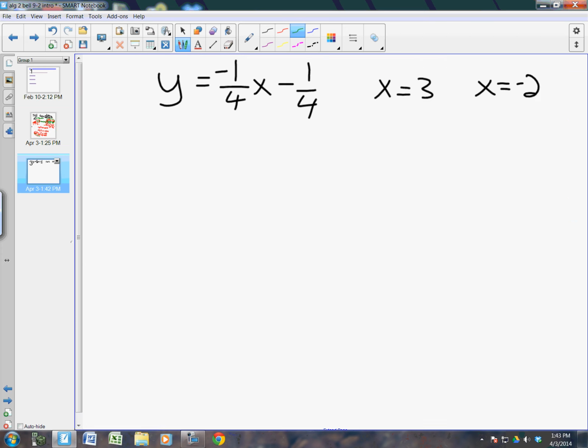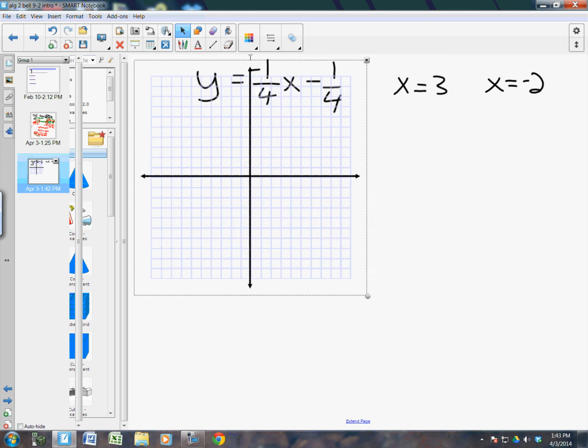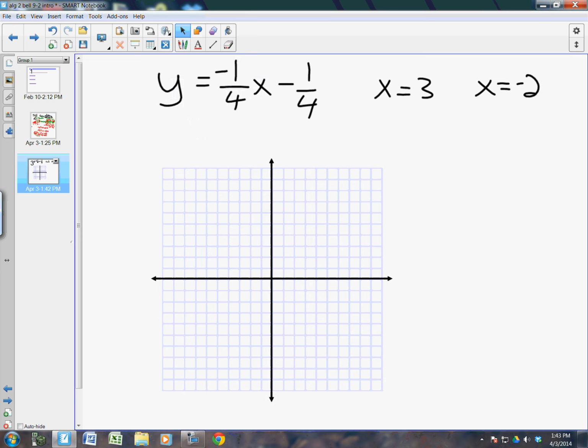We went to the next page and we wrote them down right there. And we are going to graph these on here. So I go and get a graph, and we're going to graph these slant asymptotes on here.